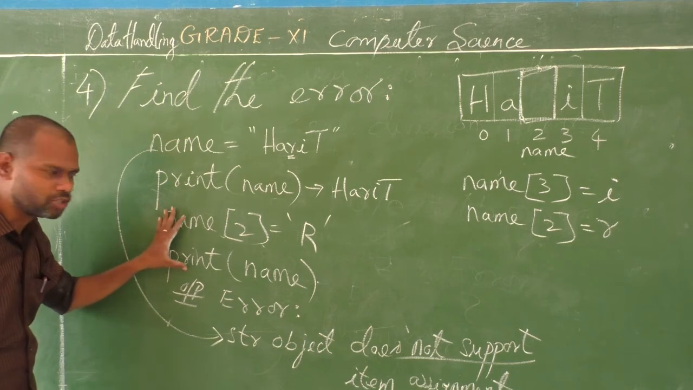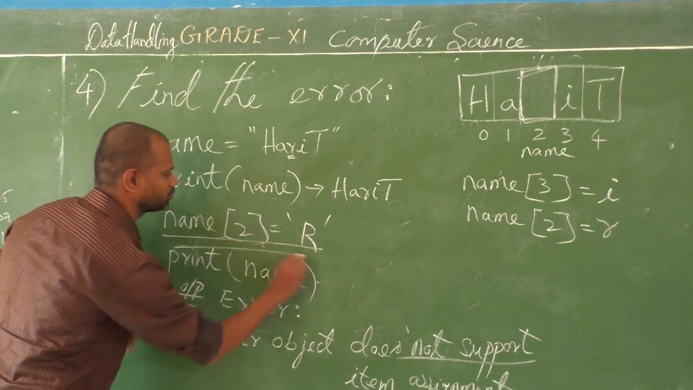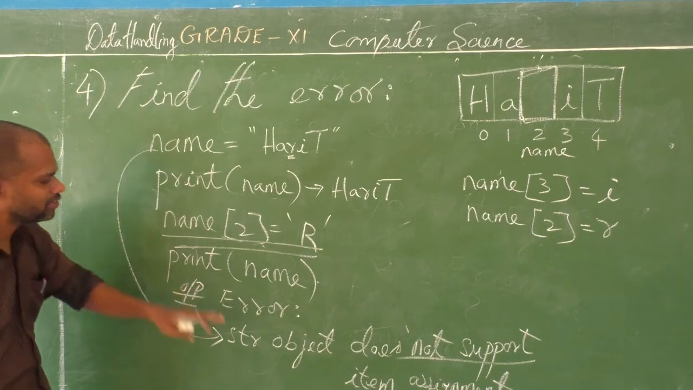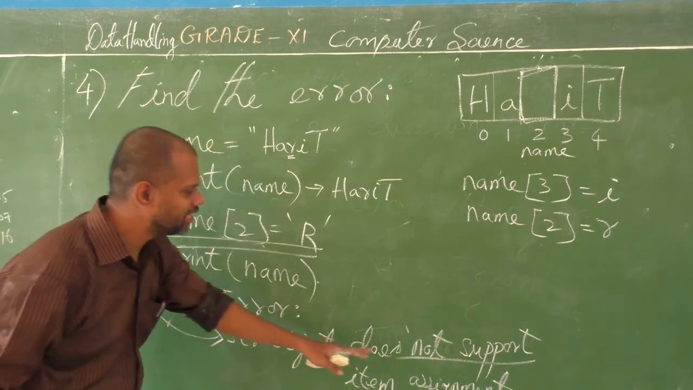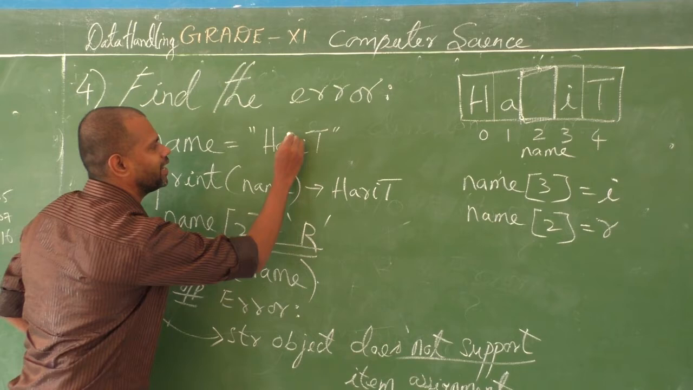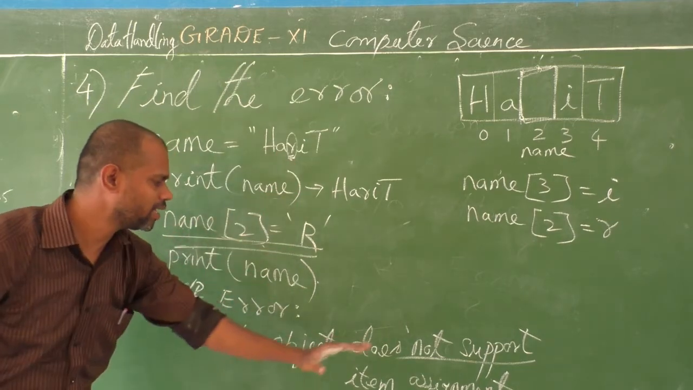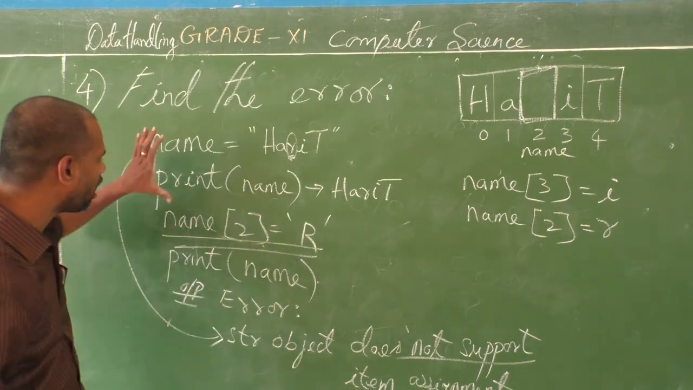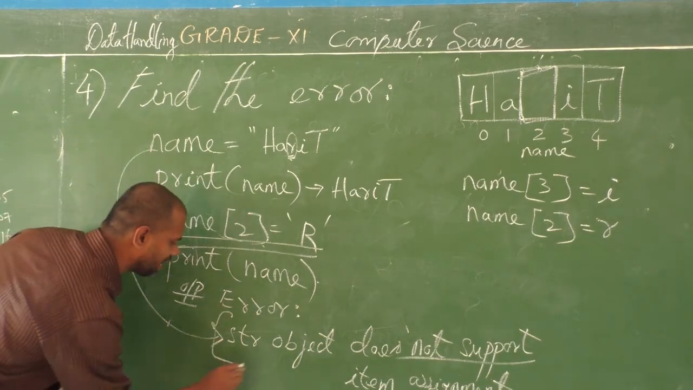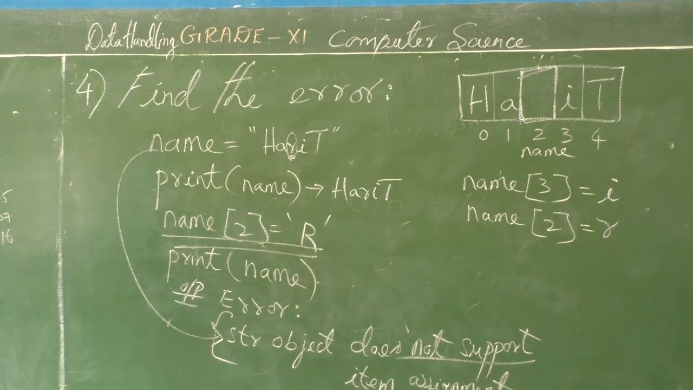So this is the actual question. This is called item assignment. This name is nothing but a string object. This will not support the item assignment. That means a particular character cannot be replaced. So it will not support the item assignment. Okay? So for this question, this is the answer. Got it? So please make a note of it. Shall I go for the next question? Okay, right.